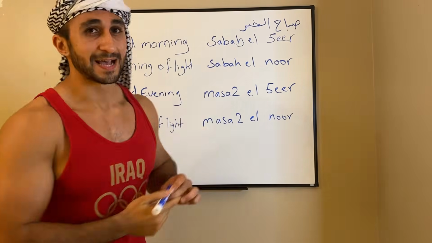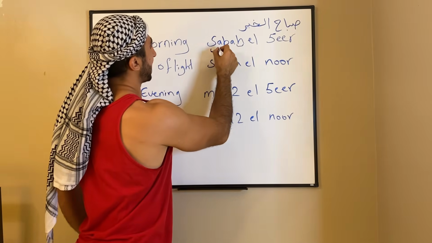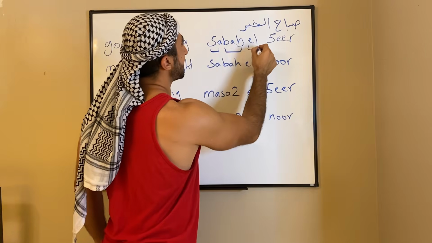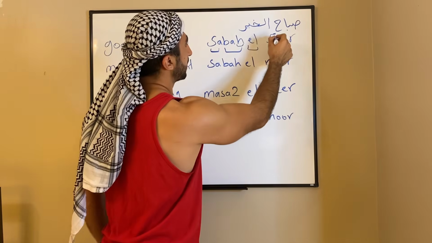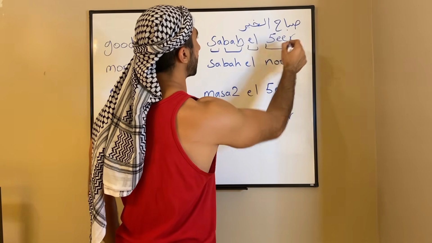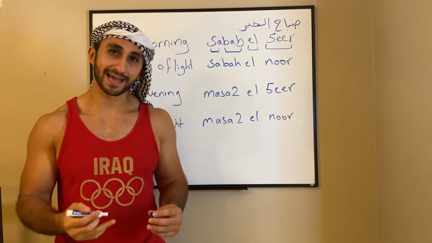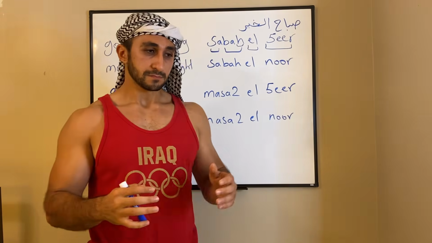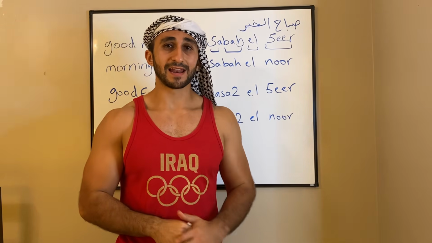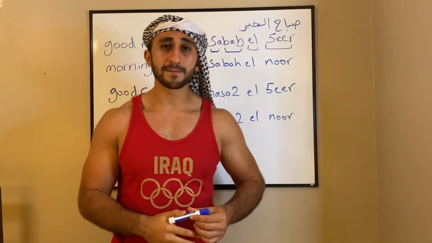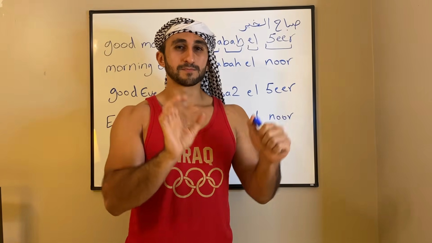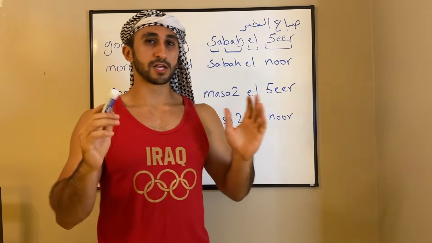All right, so sabah is sa-bah, the h, el khair. This kh is the letter that we use when we write Arabic in English. So sabah el khair. Let me give you a comparison. In the Egyptian dialect, they also say sabah el khair, but the way they say it is a little bit softer, a little bit lighter.